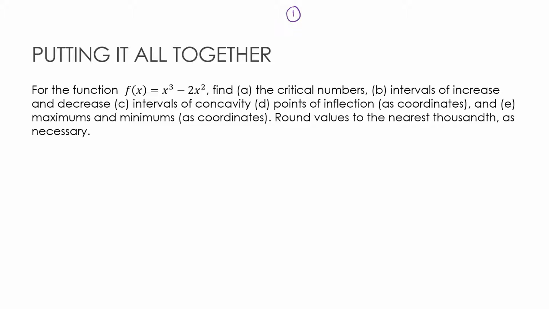And how I would start a question like this is I would go ahead and find the first derivative, because as I can see, I'm finding critical numbers, which uses the first derivative, intervals of increase and decrease, which uses the first derivative, and E, minimum and maximum, which uses the first derivative. So I'm going to use the first derivative for everything I've underlined or circled in purple. And the first derivative is 3x squared minus 4x.